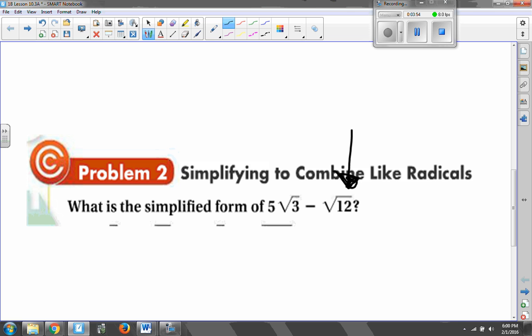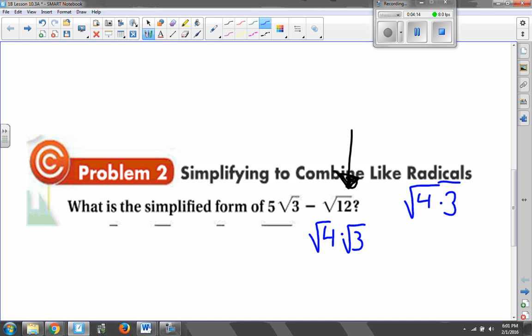I'm going to first deal with the square root of 12. I believe the square root of 12 is the same as the square root of 4 times 3. I choose 4 and 3 because 4 is a perfect square number. So I can then split the 12 into the square root of 4 and the square root of 3.